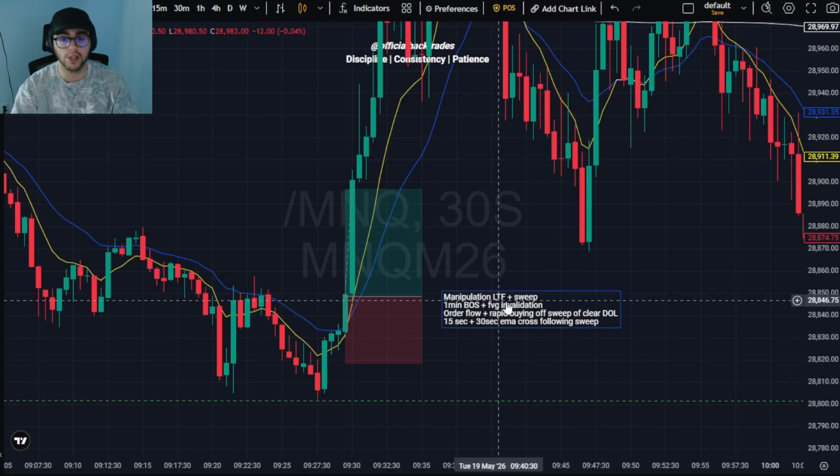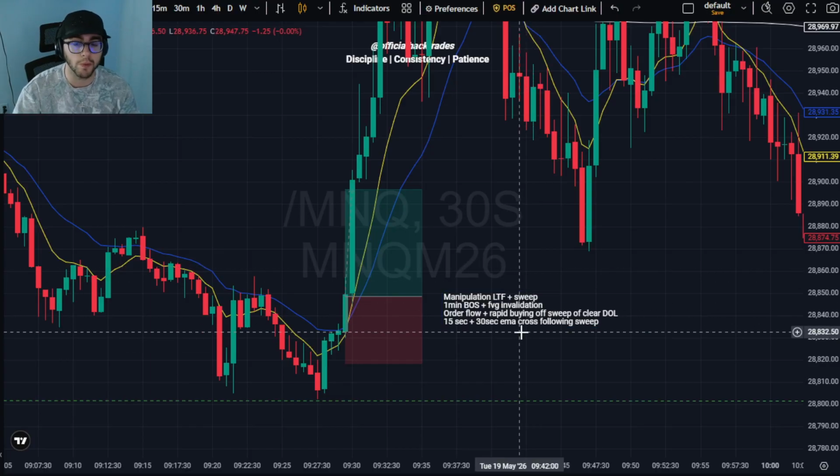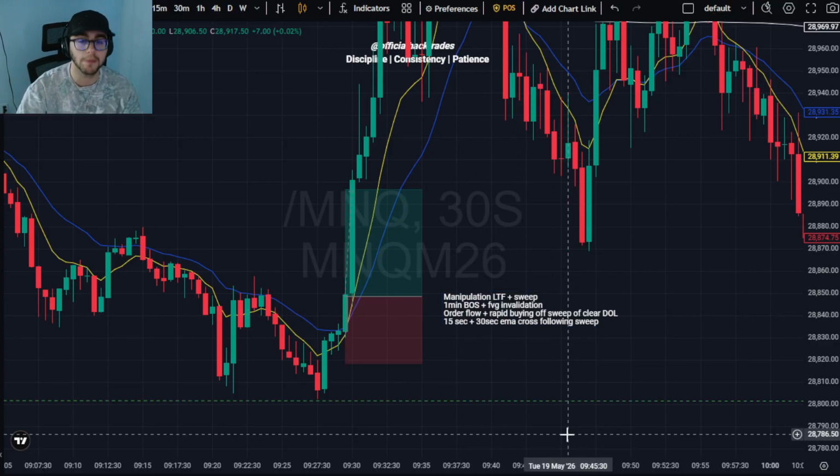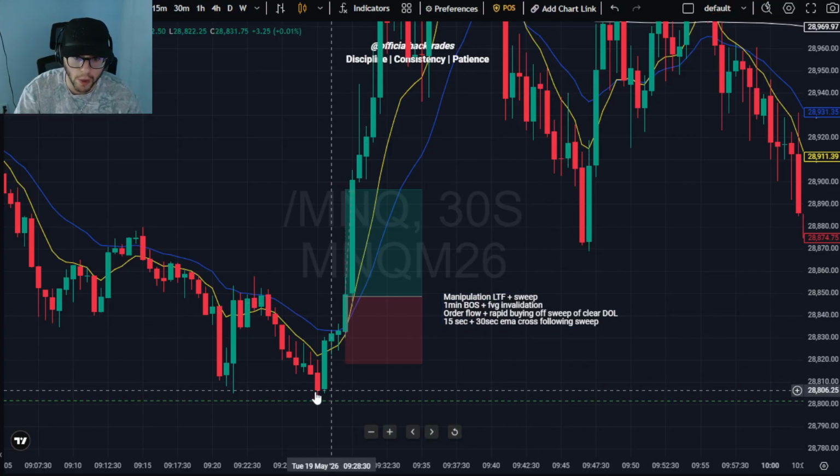We have the manipulation on the lower time frame and the higher time frame sweep. We know this is a big area. We know that we want to jump off this area. We see all the buying coming in. Like I said, order flow plus rapid buying off sweep of the clear draw on liquidity. We get a 1-minute break of structure here.